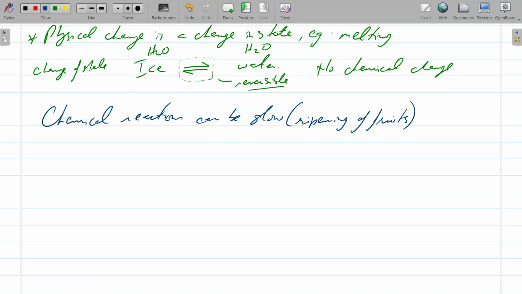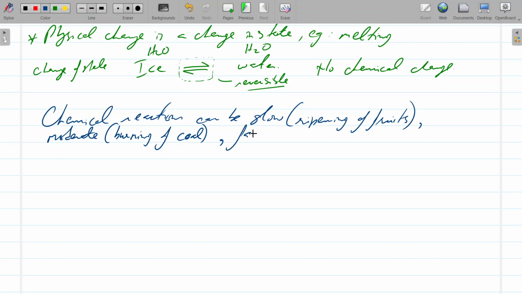And then you've got some that are at a moderate pace. For example, the burning of fossil fuels such as coal. We know that combustion is a chemical reaction because you talked about combustion in the previous chapter and how it produces carbon dioxide and all of that.